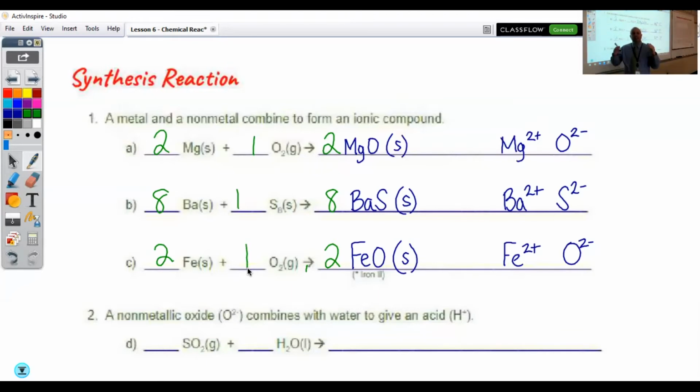Our second subcategory for synthesis reactions is right here. A non-metallic oxide, so something like sulfur dioxide, combines with water to give an acid. So water on the bottom here is H2O. That's pretty straightforward at this point, hopefully. So what we're going to do is we're going to add these two pieces together.